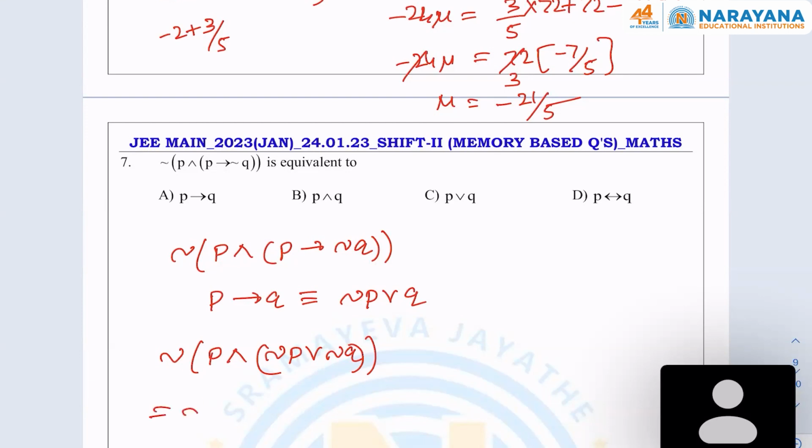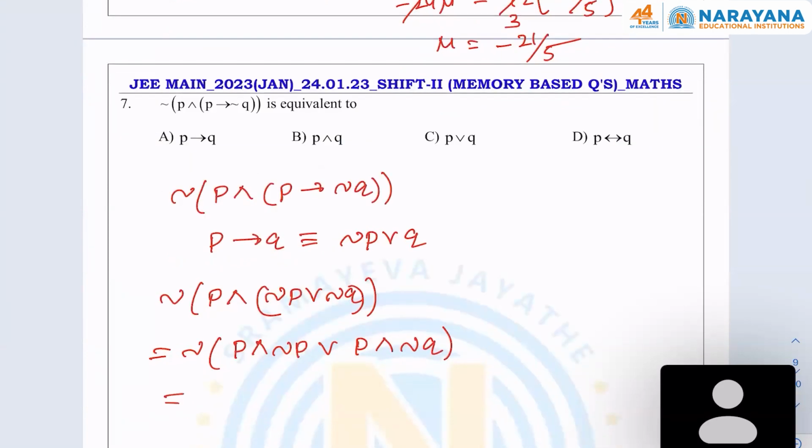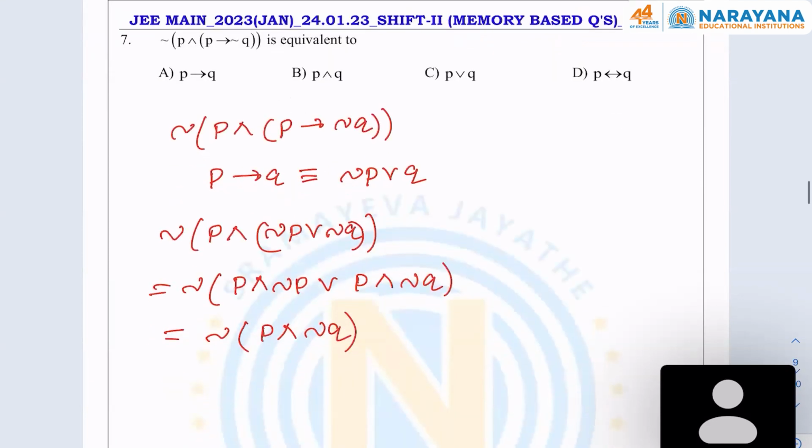So this is equal to negation of P and negation P or P and negation Q. So P and negation Q means you won't get anything. Negation of P and negation Q. So this is equal to negation P or Q. Negation P or Q means it's logically equivalent. Already we discussed it is P implies Q. So the logically equivalent of this is P implies Q.